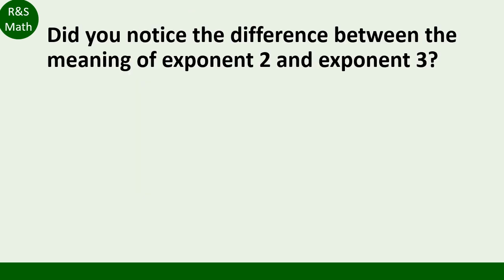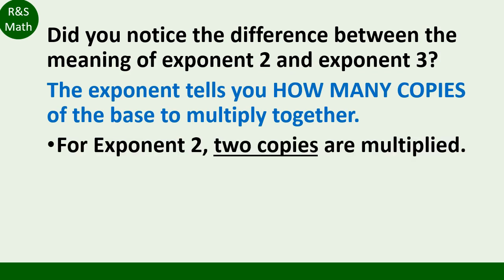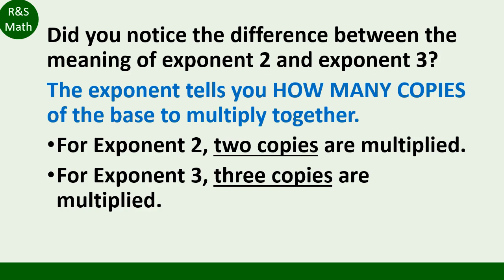Did you notice the difference between the meaning of exponent 2 and exponent 3? The exponent tells how many copies of the base to multiply together. For exponent 2, 2 copies are multiplied. For exponent 3, 3 copies are multiplied.